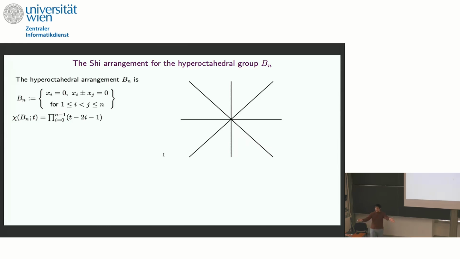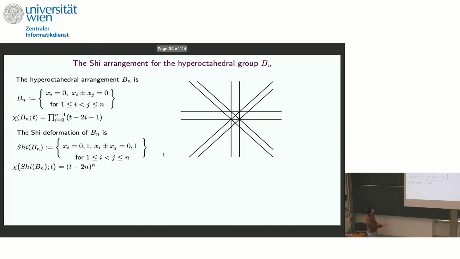There is a C arrangement for the hyperoctahedral groups. What would you do? Well, you do the same thing. The hyperoctahedral arrangement has the coordinate hyperplanes plus not just xi minus xj, but xi plus xj, as if you have sort of like a bidirected complete graph. And then the characteristic polynomial also has this beautiful product formula, with positive integer roots here.